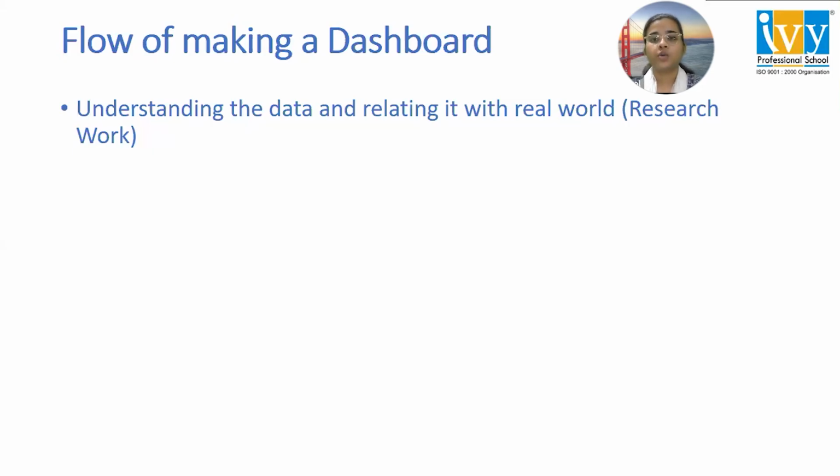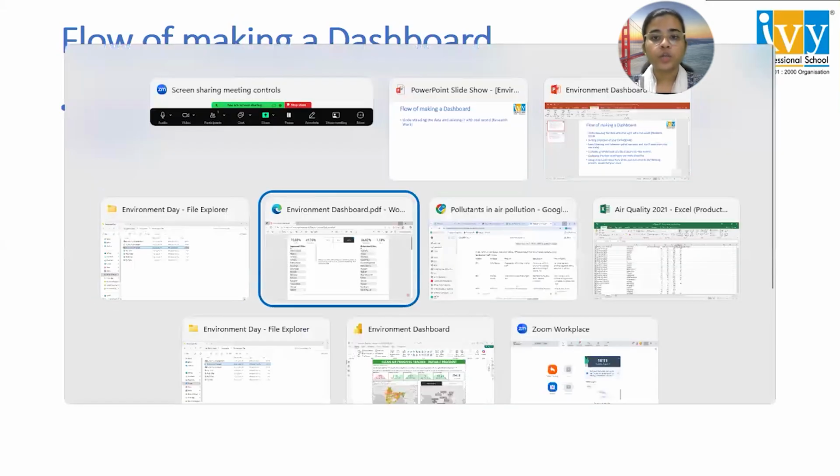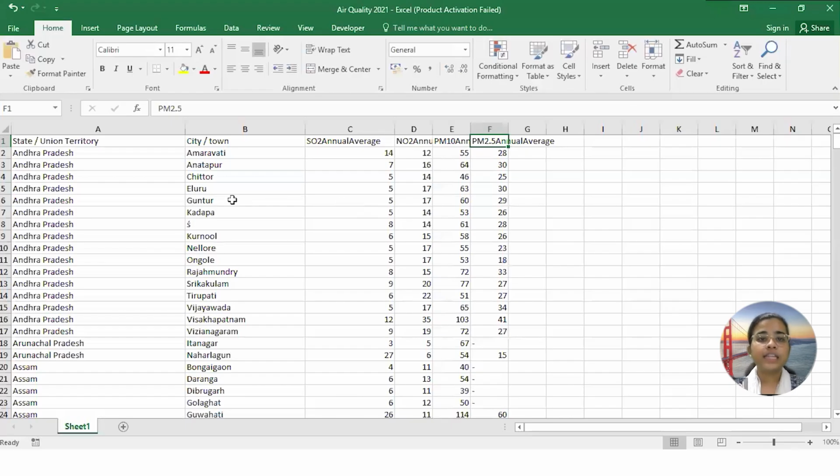In those kinds of scenarios, it is ideal to do proper research work before jumping into making a dashboard. So let me give you an example to explain how you would relate your data with the real world. We at Ivy organized a competition in which we gave a data set to the students. Now, the data set given to us was like this. In this data set, we had the state name or union territory name, the city or town which comes under those union territories, and the SO2, NO2, PM10, and PM2.5 annual averages.